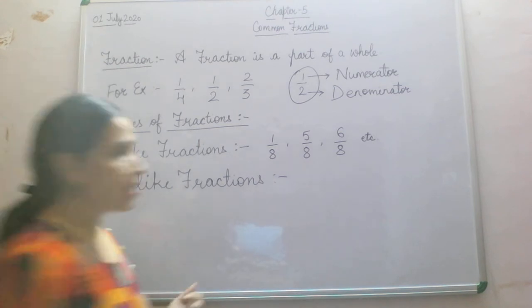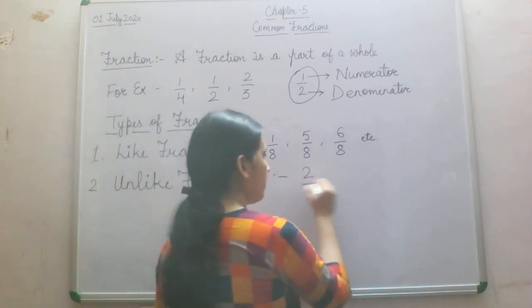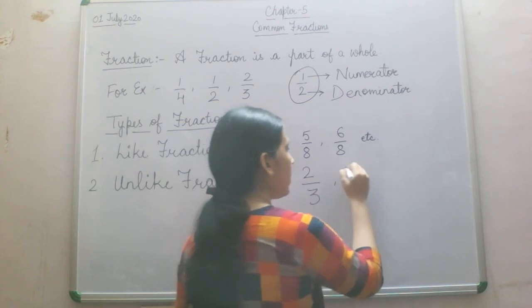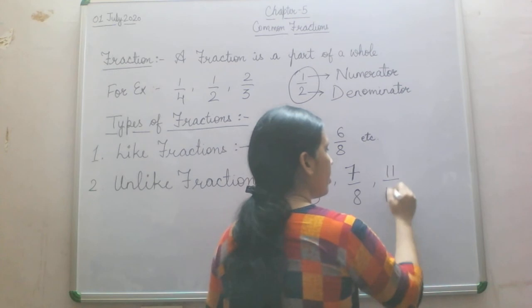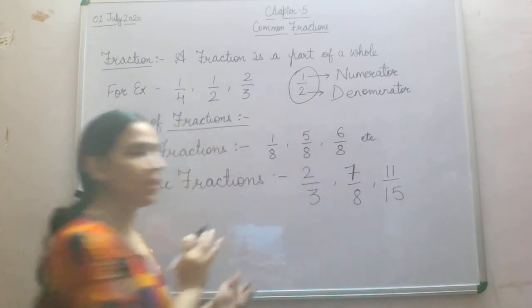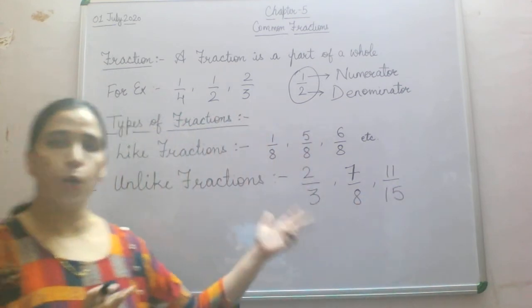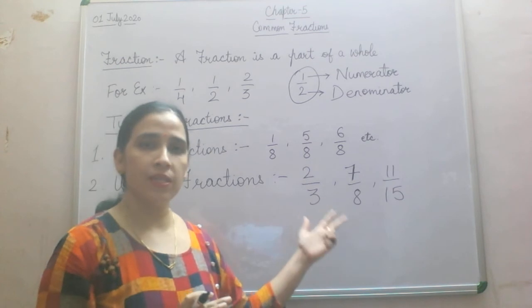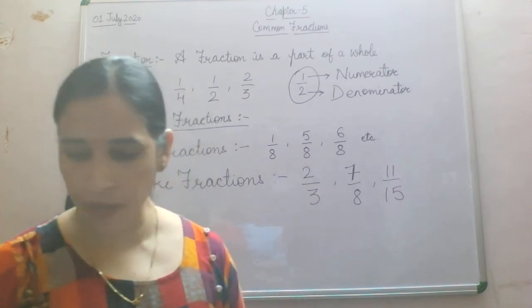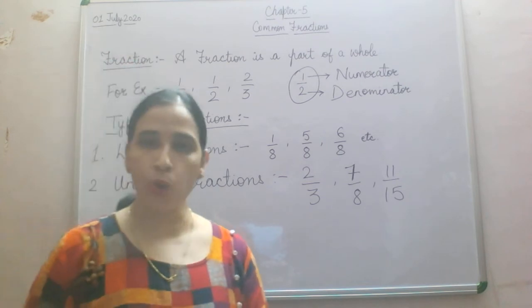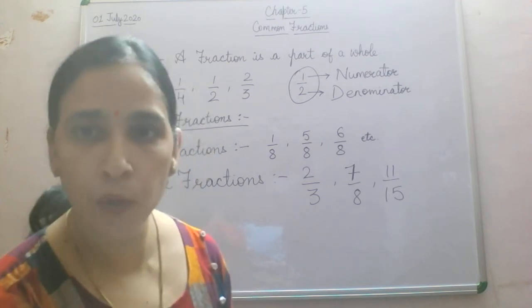Now here we can write the examples: 2 by 3, 7 by 8, 11 by 15. You can see in all these examples we have different denominators. So this is an example of unlike fractions. Fine. I hope this is clear to all. Okay. Now we'll move to the next.